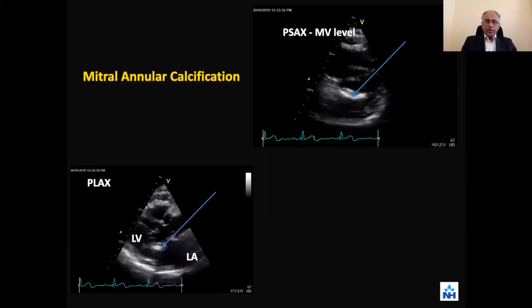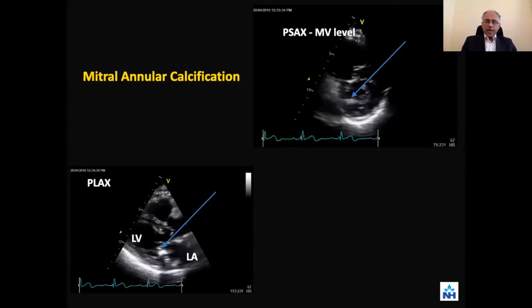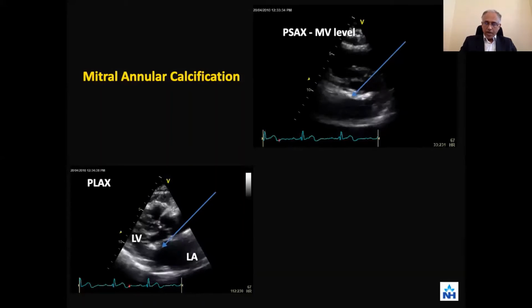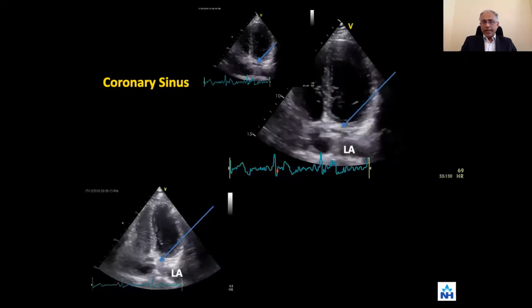Again, you should not associate it with the posterior mitral leaflet, and you confirm it by looking at it in the short axis view. So this is the mitral annular calcification, especially seen in the elderly.